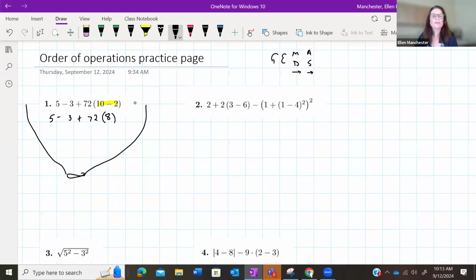All right, so now you look across and you go, okay, I have subtraction, I have addition, and what is this? What's this 72 and 8 showing? Multiplication, so I'm going to do that next. So 72 times 8. 8 times 7 is 56, plus 1 is 57.